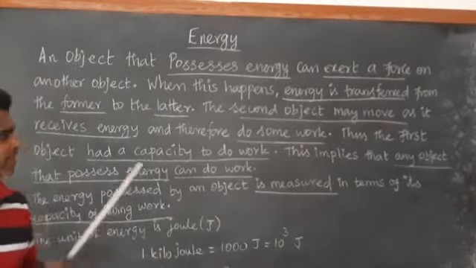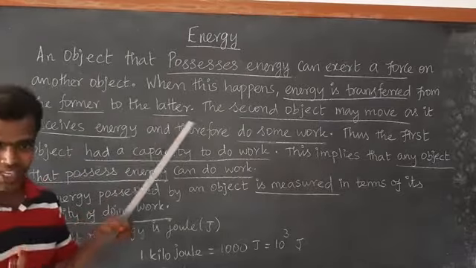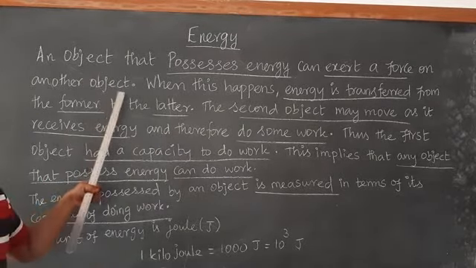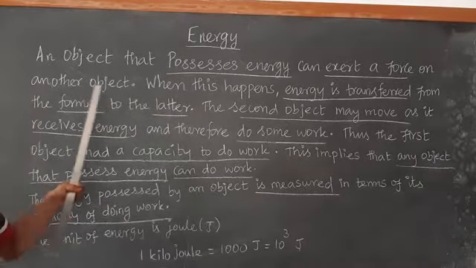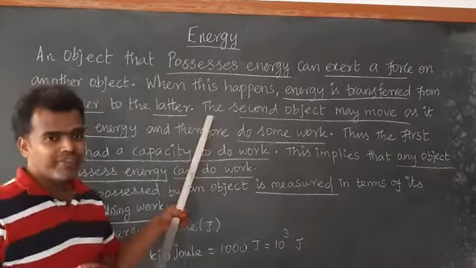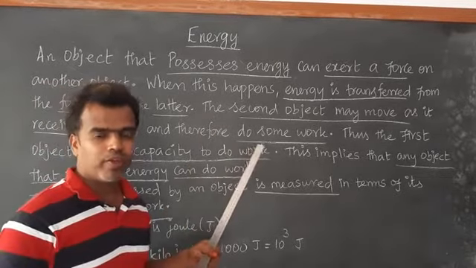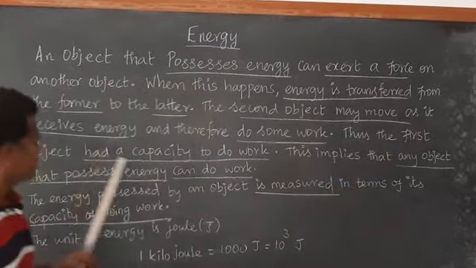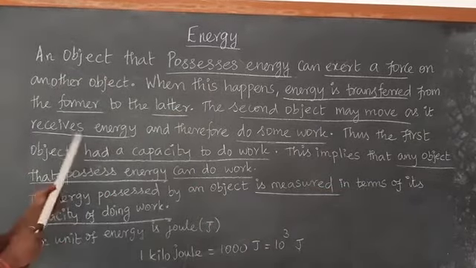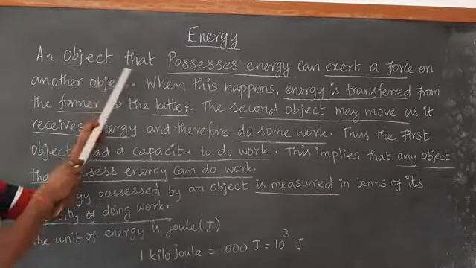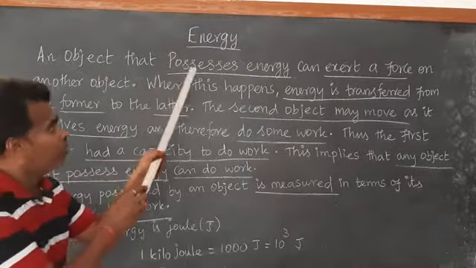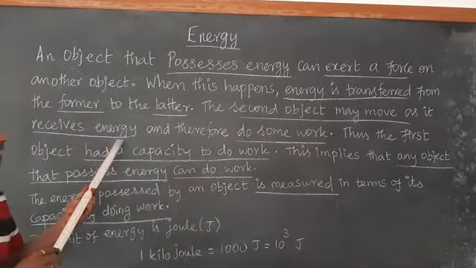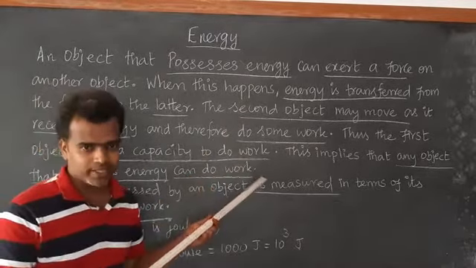What is the former here? Yes, the first one, the object that possesses energy. What is the latter? Yes, the force on the other object. So if you are applying the force, what will happen? Yes, the second object may move as it receives the energy. Where does it receive the energy from? Yes, from the first object, because the first object possesses the energy. Therefore, the second object receives the energy and does some work.